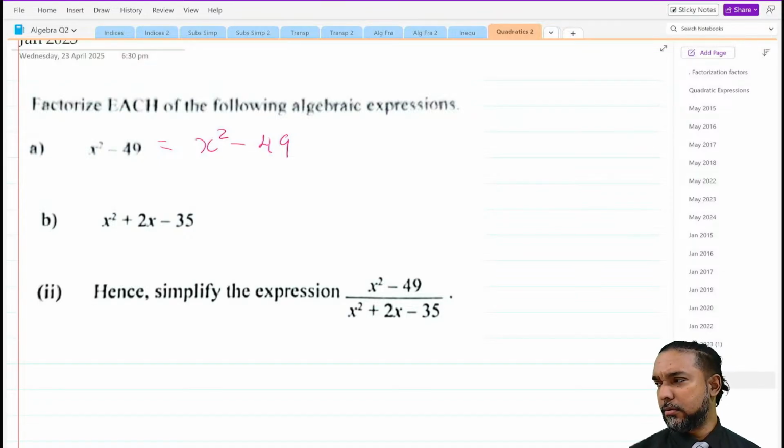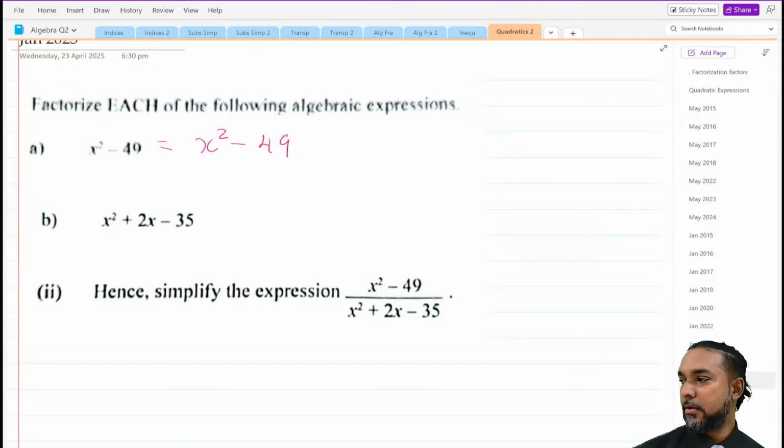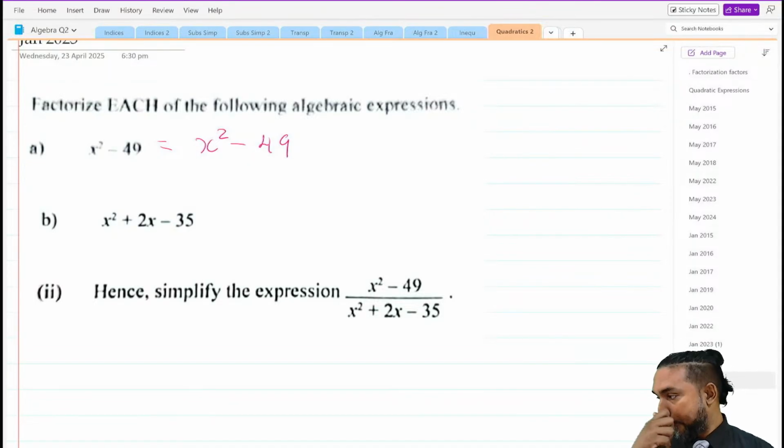Actually, hold on. Check that one again. X minus 7 will actually cancel. No, the x plus 7 will. So you're left with x minus 7 on top here. What about below? All right, give me 2 minutes.